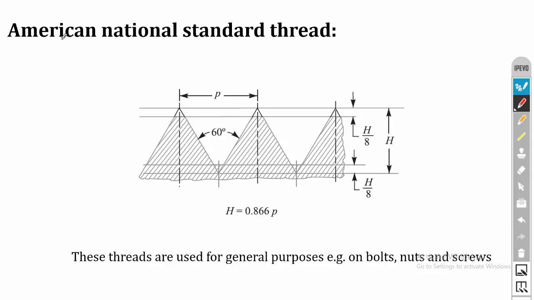Then the third one is American National Standard thread. It's a very common thread. This kind of threads have a V profile with a 60 degree angle of thread. So 60 degree is common, and this kind of threads are used in the general purpose applications like bolts and nuts and all the kind of screws, where it is used for carrying some loads. In our day to day life, the thread we are using is American National Standard thread.